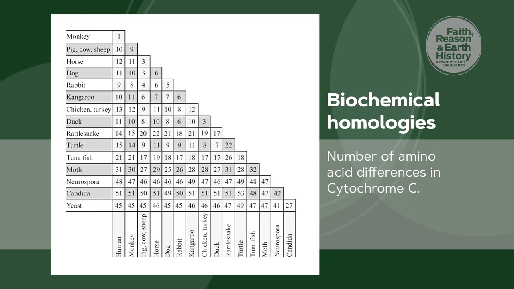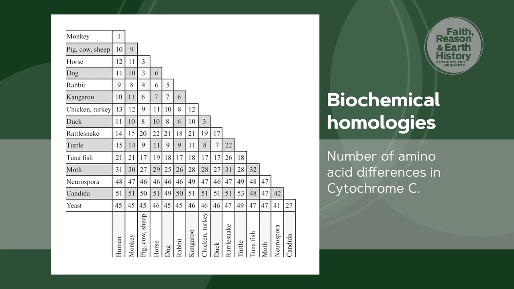There also are homologies in biochemistry. In this chart, we look at the number of amino acid differences in a molecule, cytochrome C, in many different organisms. We won't try to digest all of this here, but just look down on the left side, you have monkeys down to yeast. And you notice in the first column, the monkey has only one amino acid difference from a human, whereas a turkey has 13 differences, yeast has 45 differences. Now, what does this tell us? Well, one interpretation is that these are homologies in biochemistry which came from evolution. Is that really true? Or are they different because the Creator designed them different?